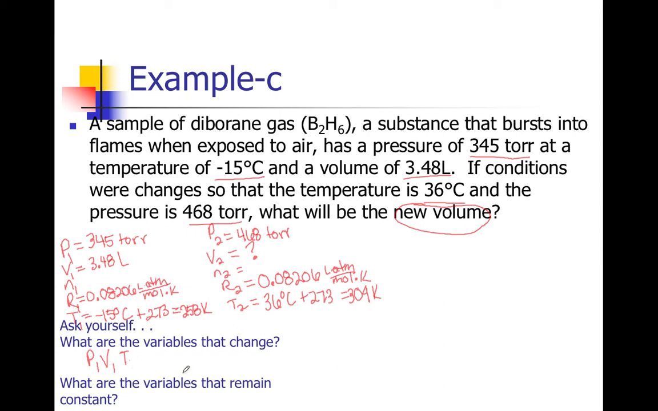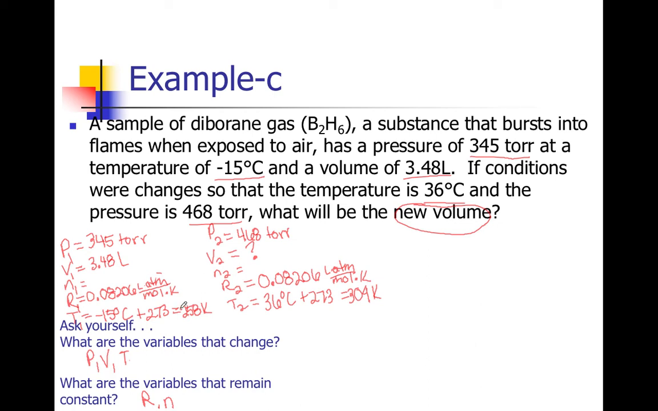So the variables that remain constant is definitely our R value, because it's always constant. And since we are not given a value for either of our N's, we're also going to assume that our number of moles is staying constant. And if we reread the problem, it doesn't say anything about changing the amount of gas. It just talks about changing the conditions. So we're going to assume that we have this diboron gas enclosed, and then we just change the temperature, which changes the pressure on it.